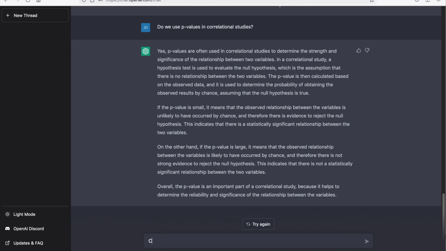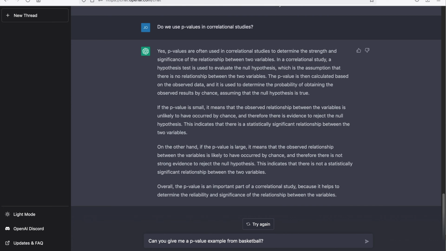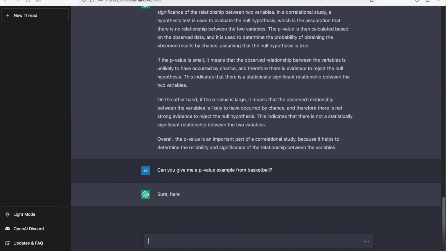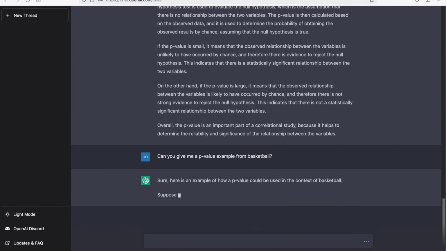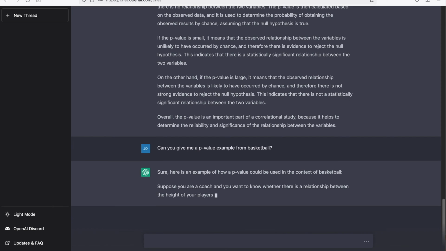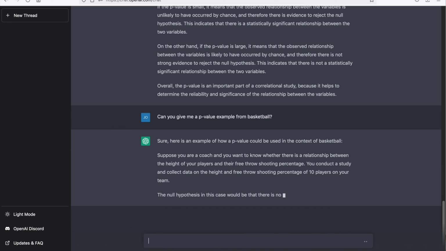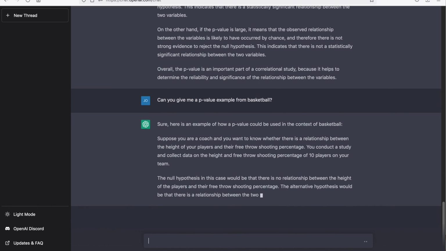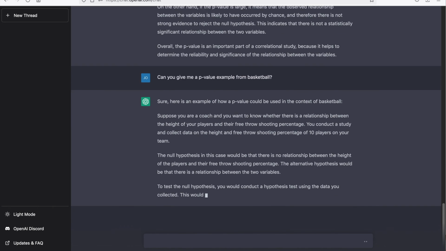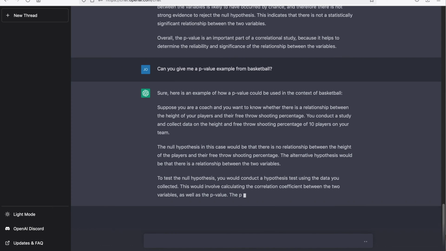And now I want to know, can you give me a p-value example from basketball? I love basketball, but I want to think about how it would be used in sports. And so it's going to give me something a little bit more concrete. So now I'm again trying to build this conceptual understanding in math. And what I'm allowed to do here is ask clarifying questions, ask specific questions.